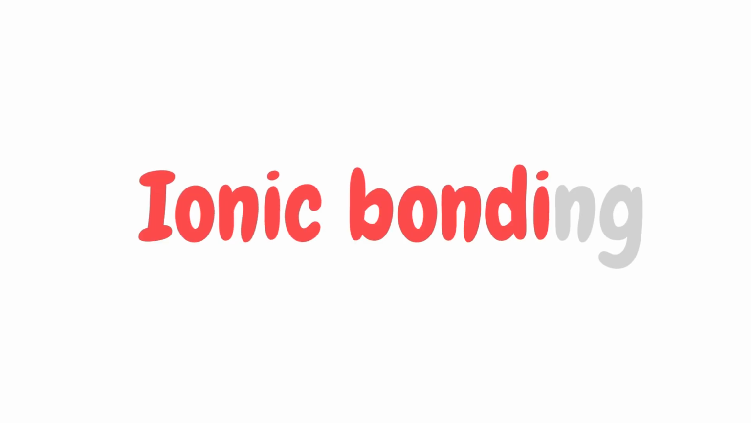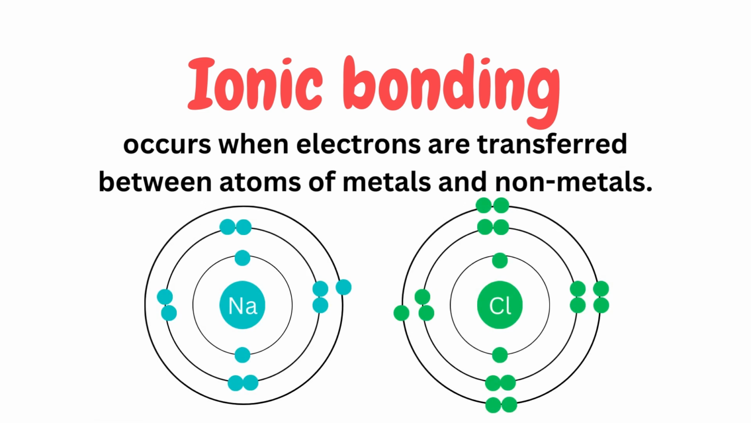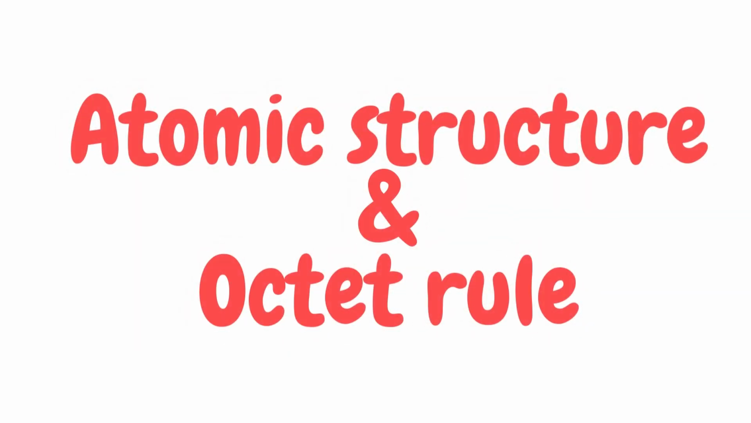Ionic bonding, also known as electrovalent bonding, occurs when electrons are transferred between atoms, typically between metals and nonmetals. This type of bond forms when the valence electrons of a metal are transferred to a nonmetal. To understand this process, let's revise the atomic structure and the octet rule.